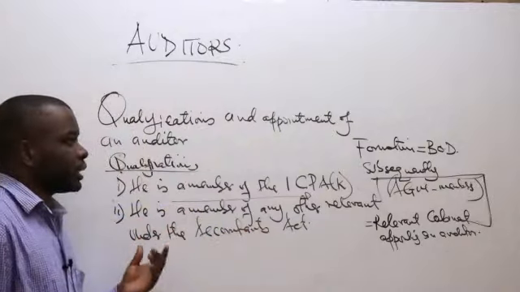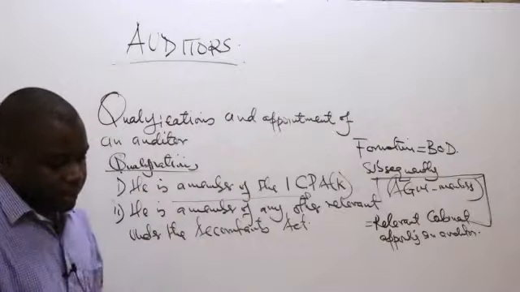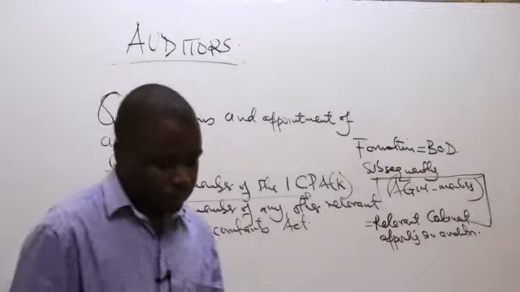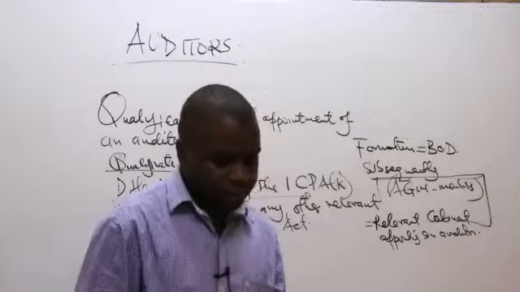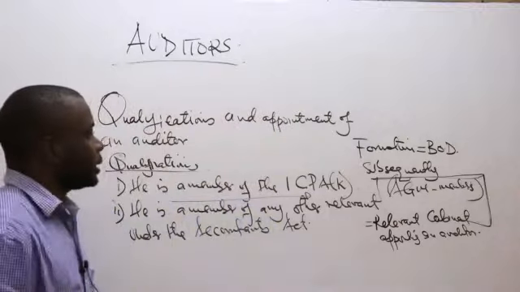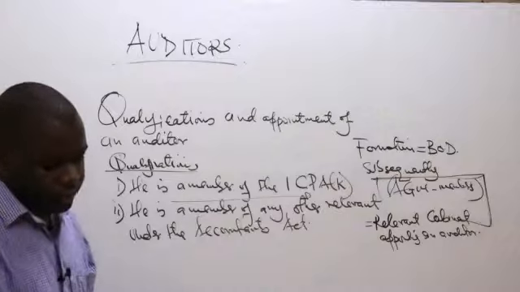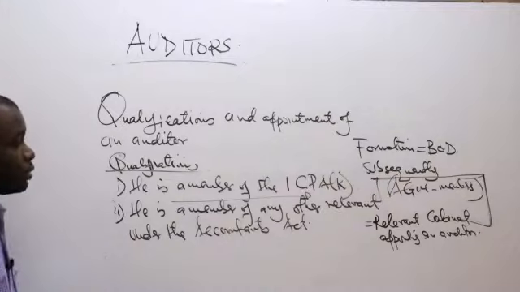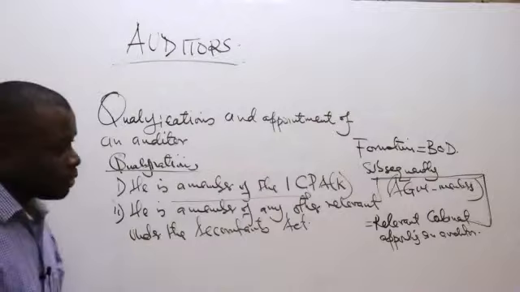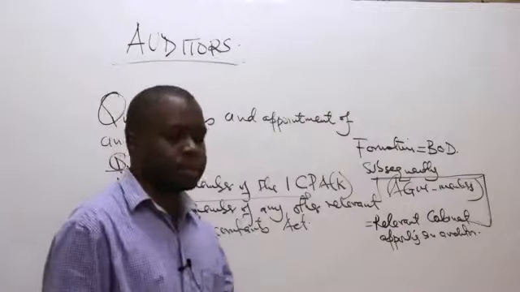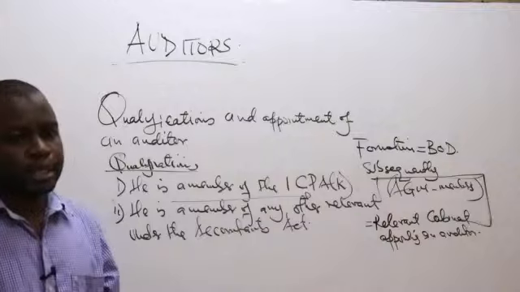So, of course, in such a case, you lose independence. So you can say if his term of service has come to an end, automatically the previous auditor will be reappointed, but certain circumstances can make him not to be reappointed.